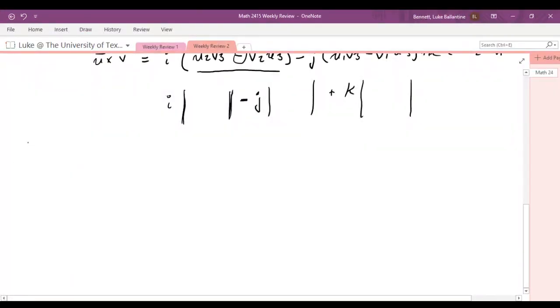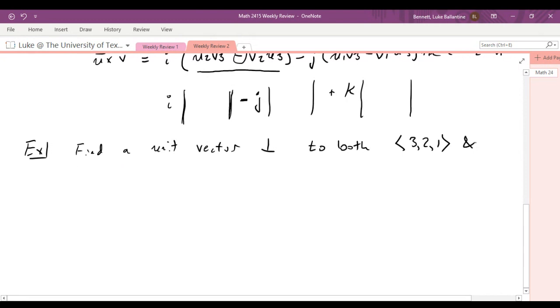So for example, let's find a unit vector orthogonal to both vectors 3, 2, 1 and -1, 1, 0.